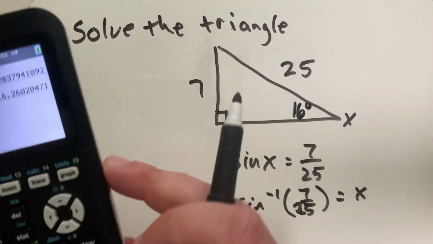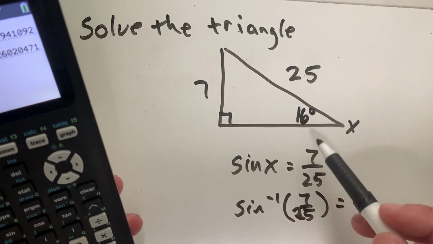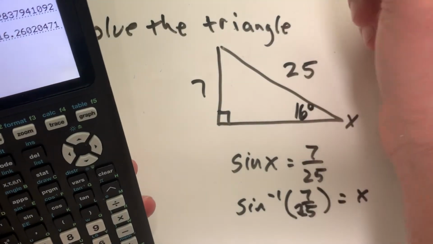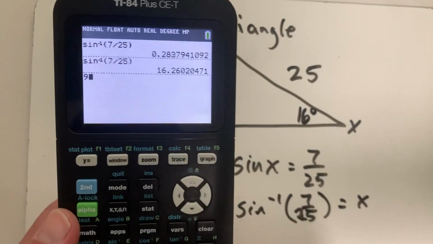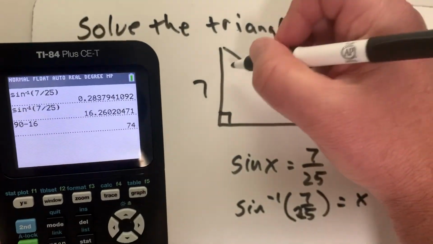So there's a couple different ways we can figure out this other angle and this other side. We can use Pythagorean's theorem. There's a bunch of different ways we can use trigonometry to solve it, but let's just do 90 minus 16, and that's going to get us 74 degrees up here.